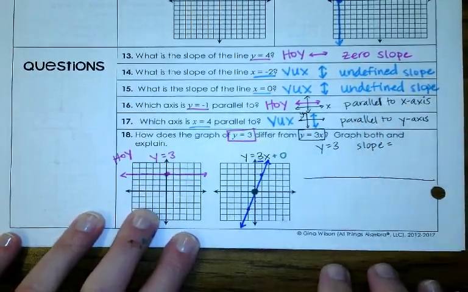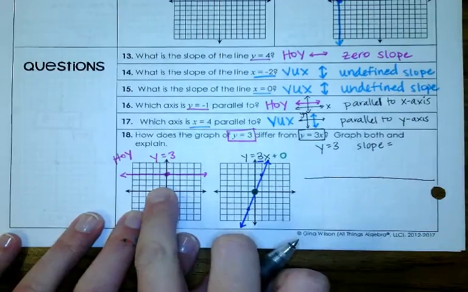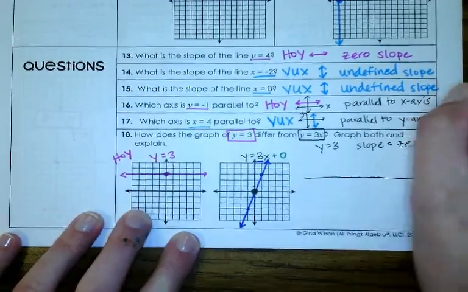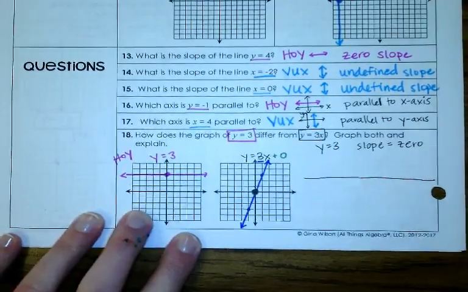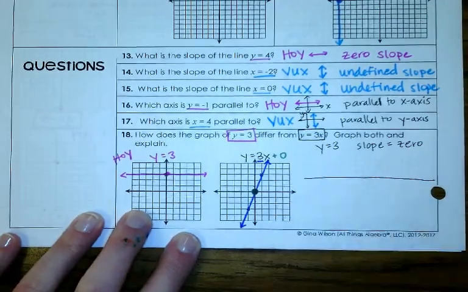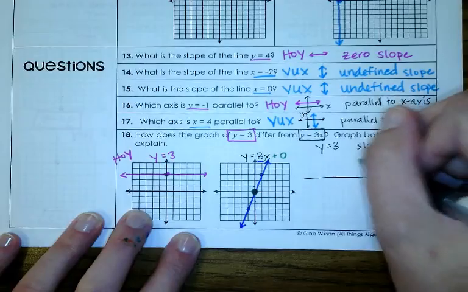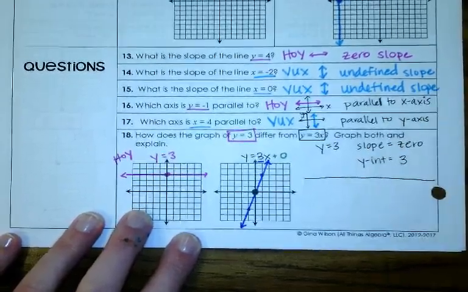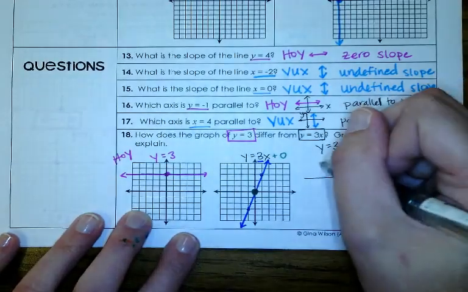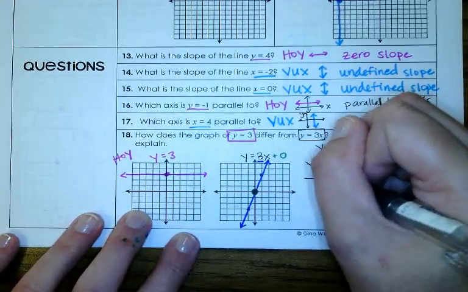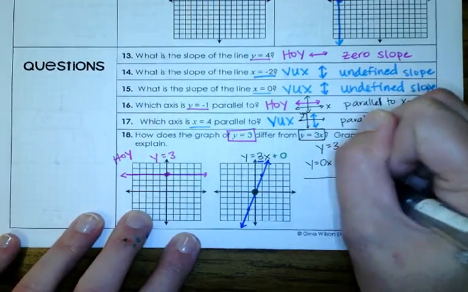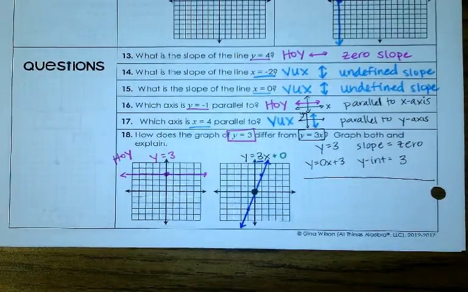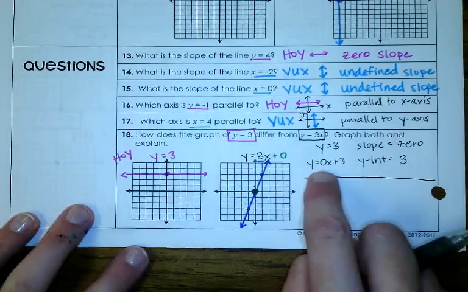What is the y-intercept for y equals 3? It's 3. Okay? Now, guys, technically, could I write this as y equals 0x plus 3? Could I do that? With my 0 slope? Now do you guys see how the slope is 0 and the y-intercept is 3? But 0 times x, do we really need to write that? No, it's just y equals 3.